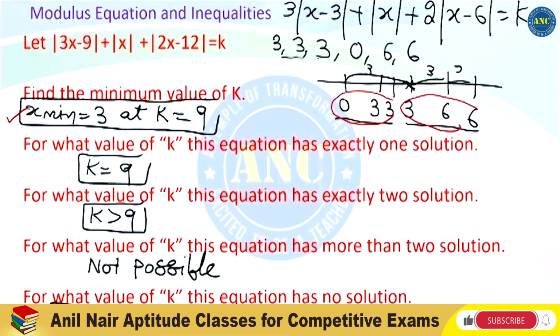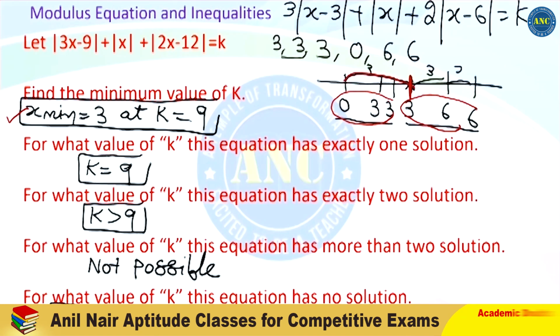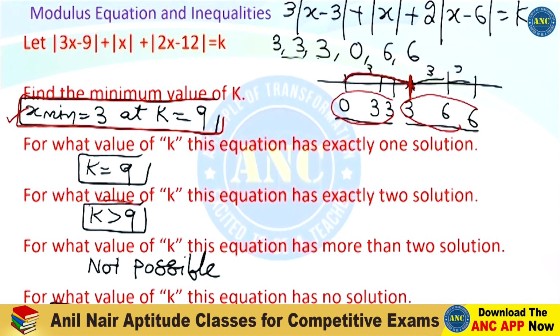That means x minimum will be 3. If x is 3, the distances are 0 to 3, 3, 3, so 3 plus 3 plus 3 is nothing but 9. The bare minimum value k will take to get some solutions is 9. K less than 9, no solution. K greater than 9, solutions exist.